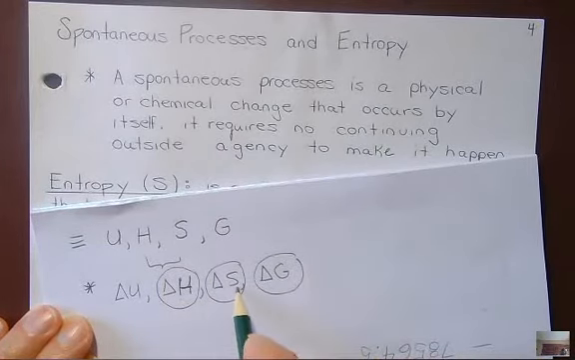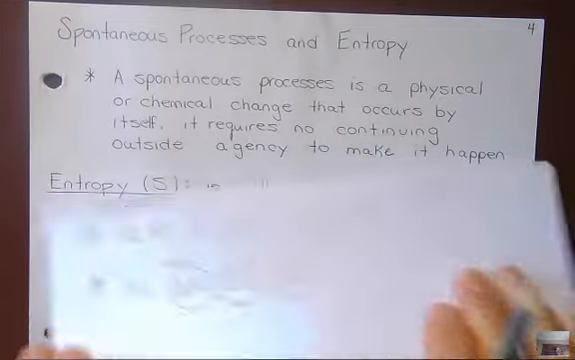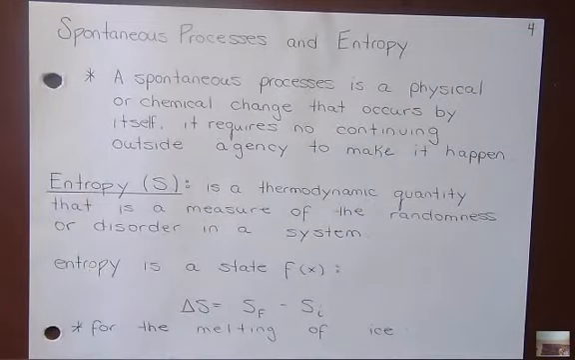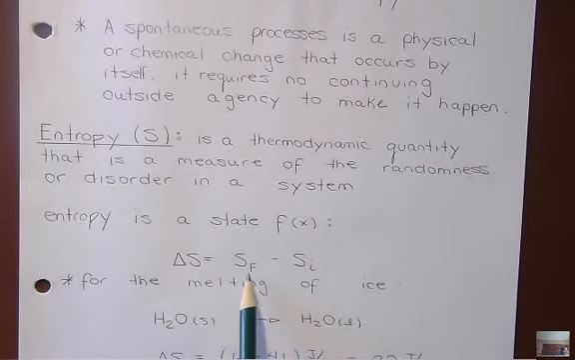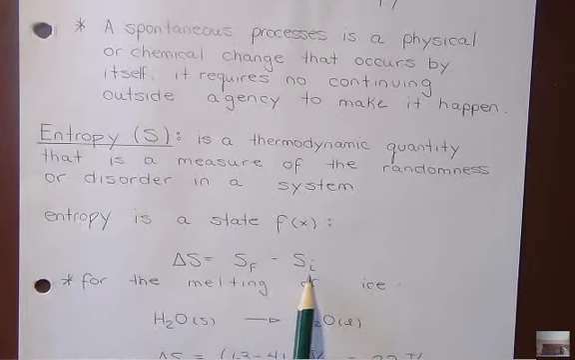Enthalpy, entropy, free energy. Okay, so S. S is the thermodynamic quantity that is a measure of the randomness or disorder of a system. Entropy is a state function. So with any state function, the final S value minus the initial S value tells you how much delta S is.